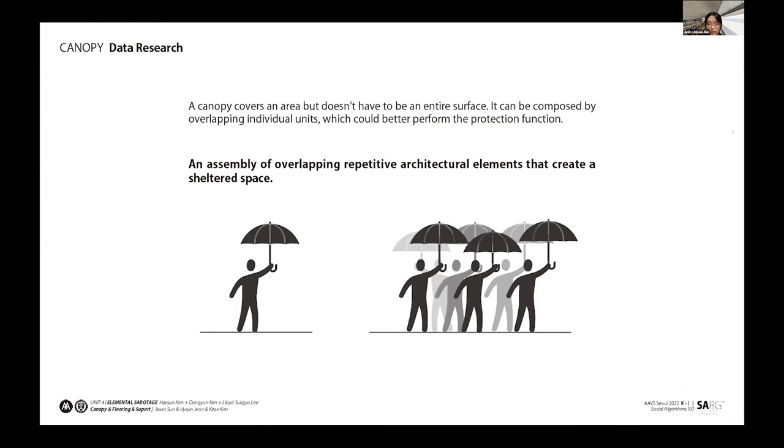And when taking the Korean traditional houses as an object to observe, it's easy to notice that a canopy covers an area, but doesn't have to be an entire surface. It can be composed of overlapping individual units, which could better perform the protection function. So my definition for canopy would be an assembly of overlapping repetitive architecture elements that create a sheltered space. Next, please.